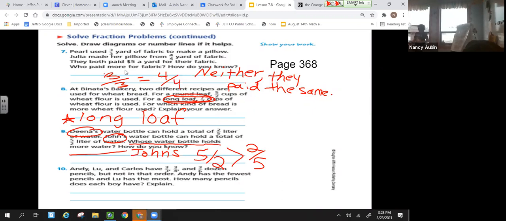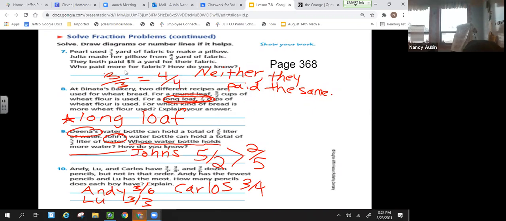Cooper, if Andy, Lou, and Carlos have 3/3, 3/4, and 3/6 dozen pencils, but not in that order, Andy has the fewest. Which one is the fewest, the smallest fraction? 3/6, so that's how many Andy has. If Lou has the most, which is the greatest fraction out of those? 3/3. And that just leaves one boy, who is Carlos. Which fraction does it have to be? 3/4. 3/4. All right.